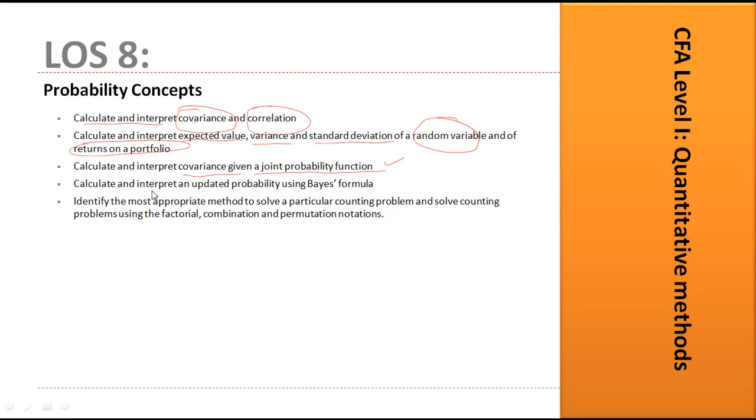Then interpretation of updated probability using Bayes' theorem. Then identification of the most appropriate method to solve a particular counting problem, and solving those problems using factorial, combination or permutation notations. So let us start the probability concept.